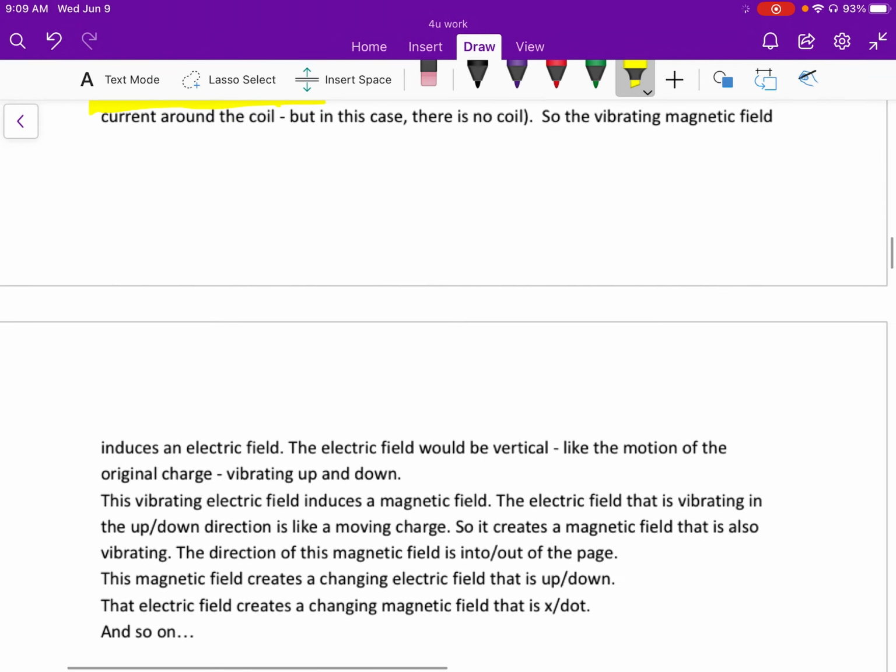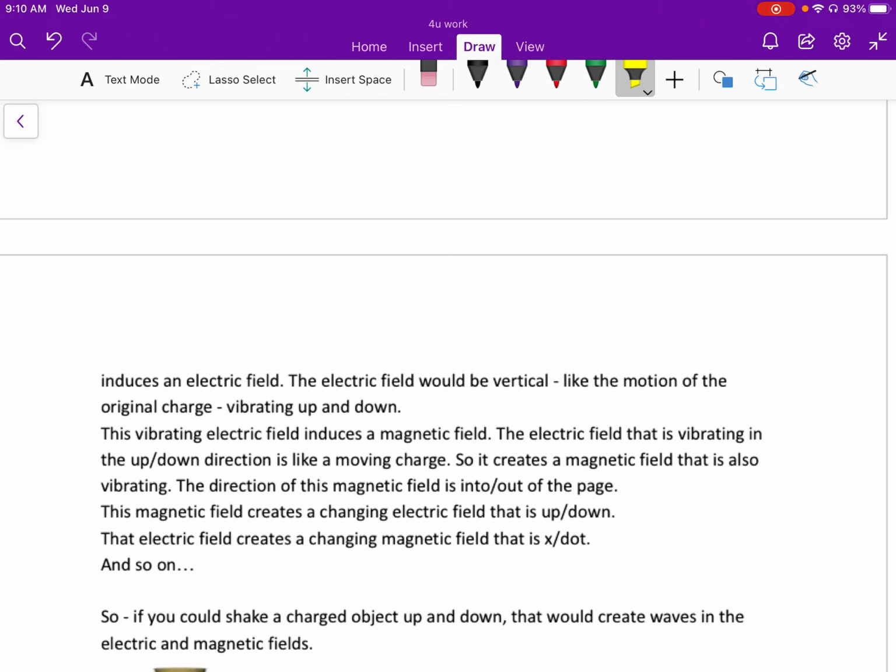So the moving mass created a magnetic field. The magnetic field is going to create an electric field. Since our magnetic field is flip-flopping dots and X's, that's going to create an electric field that flip-flops vertically, kind of like the original charge. It's going to be flip-flopping up and down.